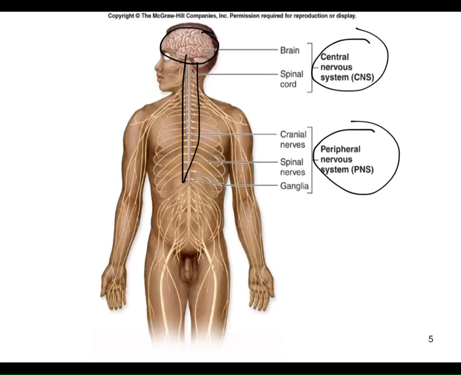And also labeled here for us is this word ganglia. The ganglia are these little button-like structures that are right along the spinal cord. They're outside of the spinal cord, right? And we'll talk about them when the time comes. So that is dealing with the nervous system in an anatomical way.